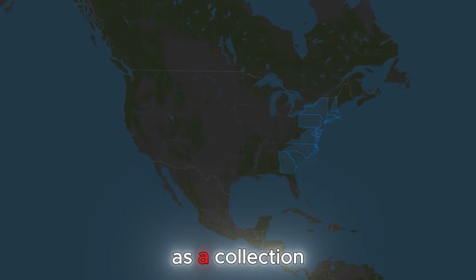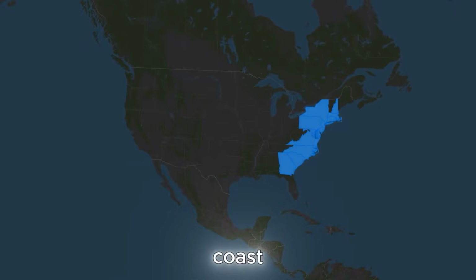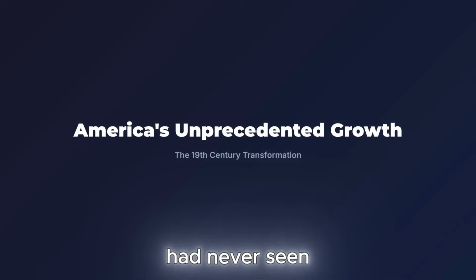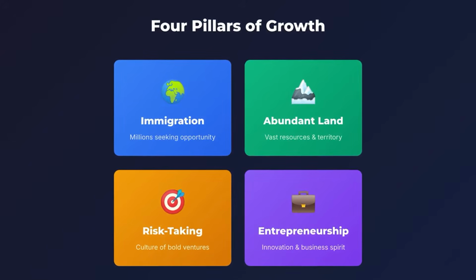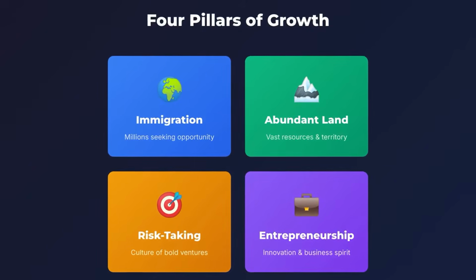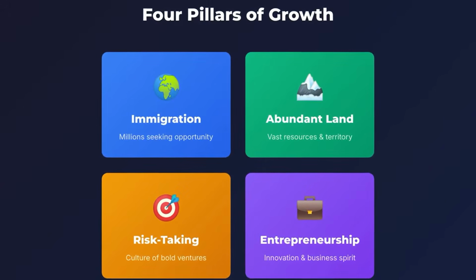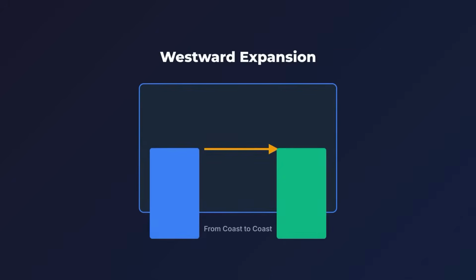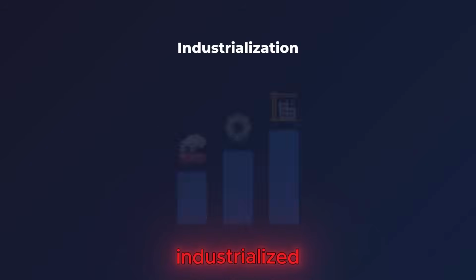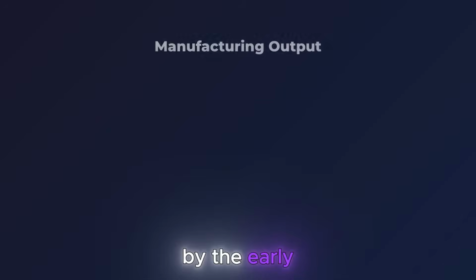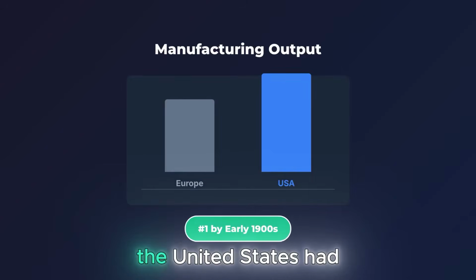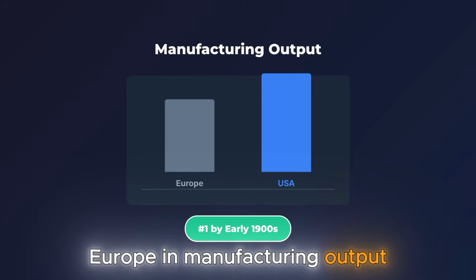America began as a collection of British colonies on the Atlantic coast, but the country grew at a pace the world had never seen, powered by immigration, abundant land and resources, and a culture that rewarded risk-taking and entrepreneurship. In the 19th century, the US expanded westward, built railroads, industrialized, and attracted millions of people searching for opportunity. By the early 20th century, the United States had already surpassed Europe in manufacturing output.